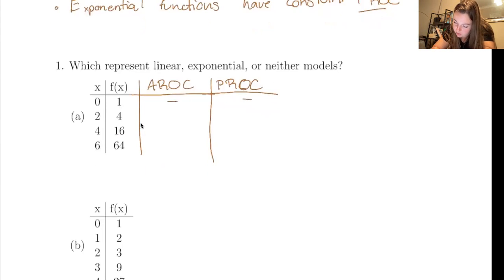So we're not going to do the first one. So we're going to do 4 minus 1 over 2. So that's going to be 3/2.